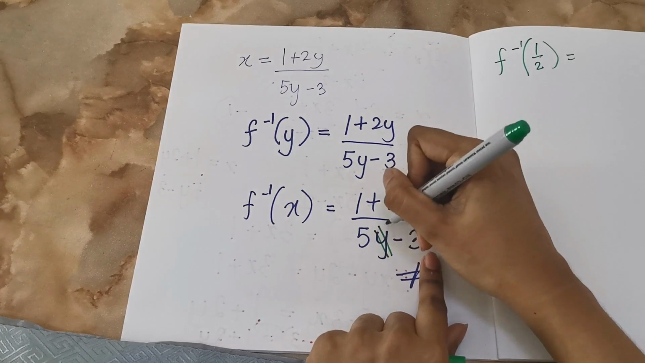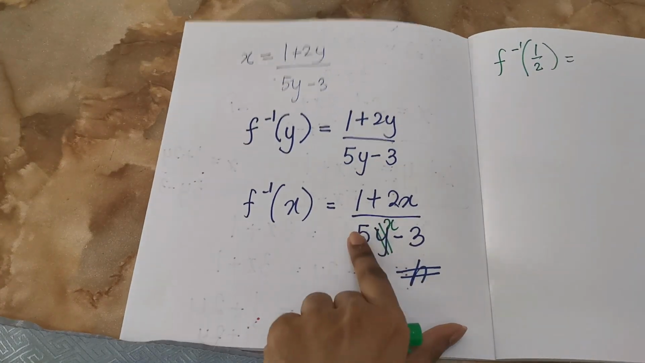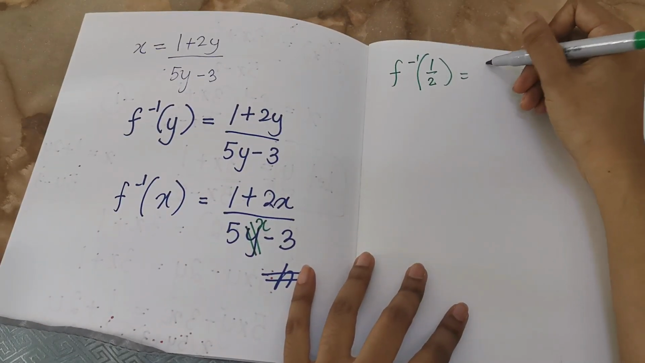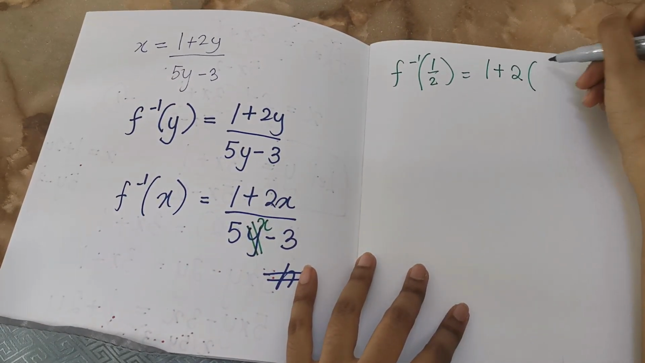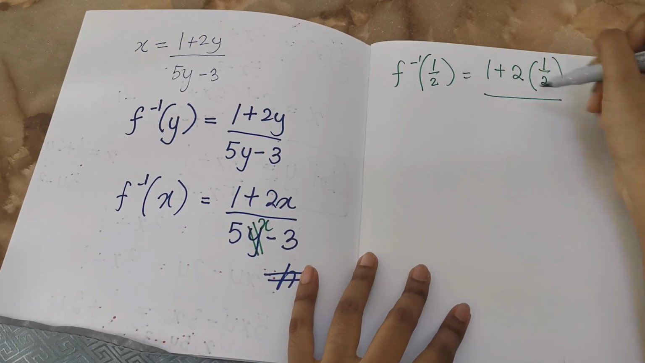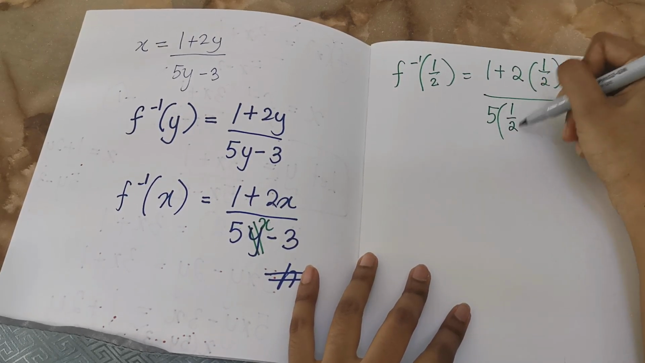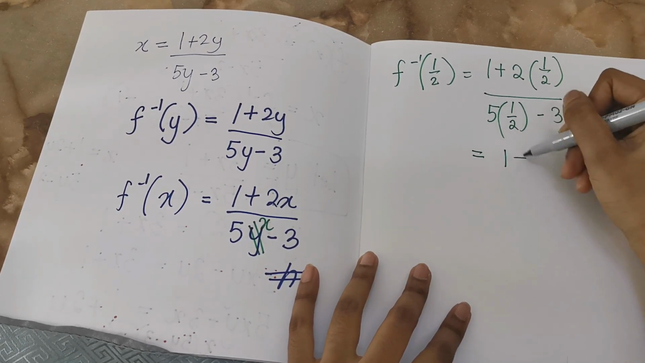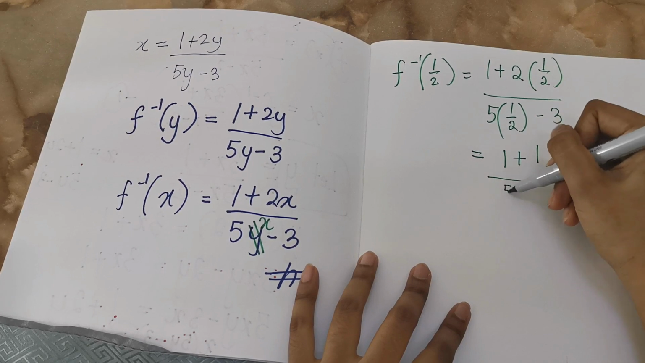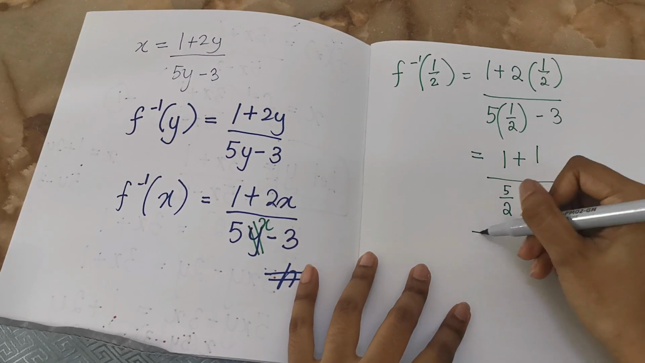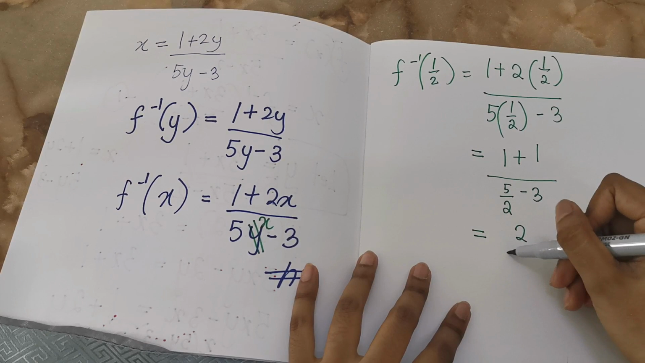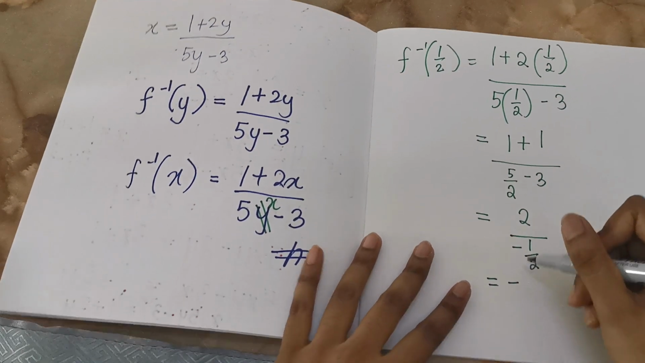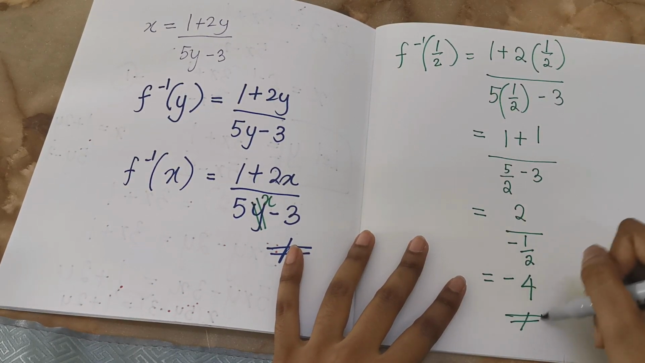I'm so sorry, this one is supposed to be 5x minus 3, because here is x, right? So everything is x. So here becomes 1 plus 2 times 1 over 2, over 5 times 1 over 2 minus 3. So here we get 1 plus 1, and here we get 5 over 2 minus 3. So our final answer, we obtain 2 over negative 1 over 2, and the final answer is negative 4.